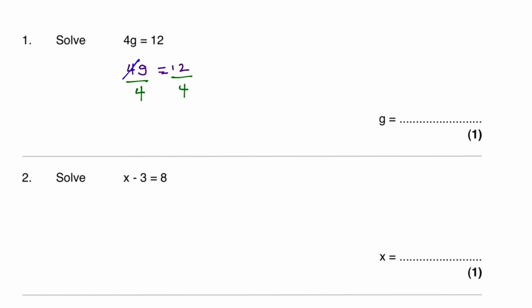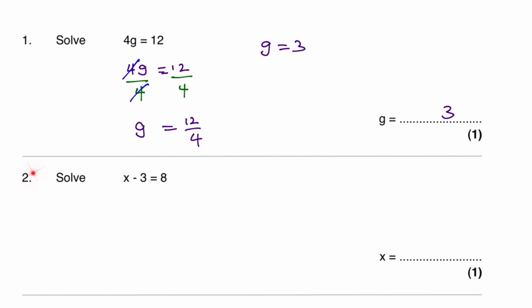As you can see, 4 will cancel 4. And we're left with g equals 12 over 4. Therefore, g equals 3. So we're going to put 3 there.